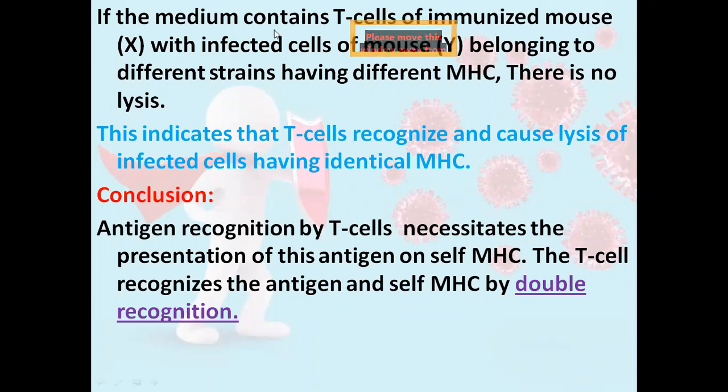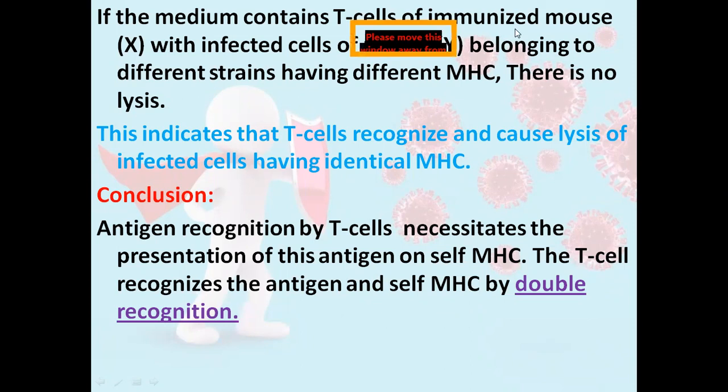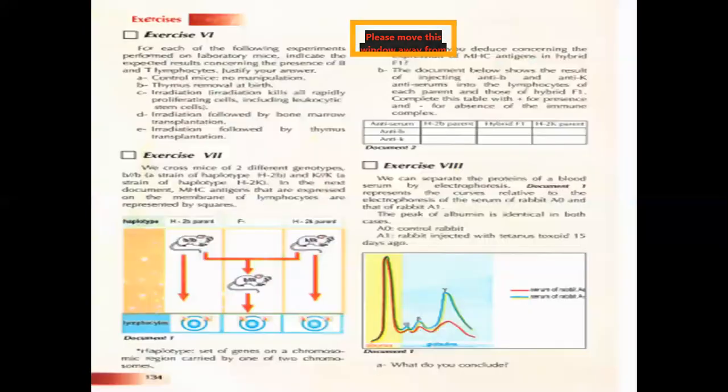This is what is known as the double recognition of the antigen and the self MHC. If we talked about it yesterday, it's called the double recognition process. It has to recognize the self HLA and then it recognizes the antigen. That's why it couldn't recognize the infected cell from the other strain. Why? Because they have different HLA, and this follows the double recognition process.